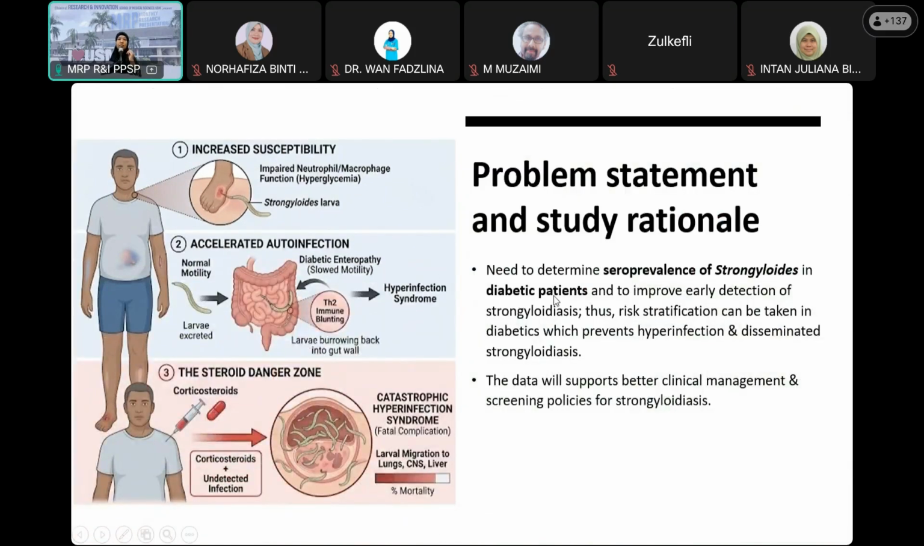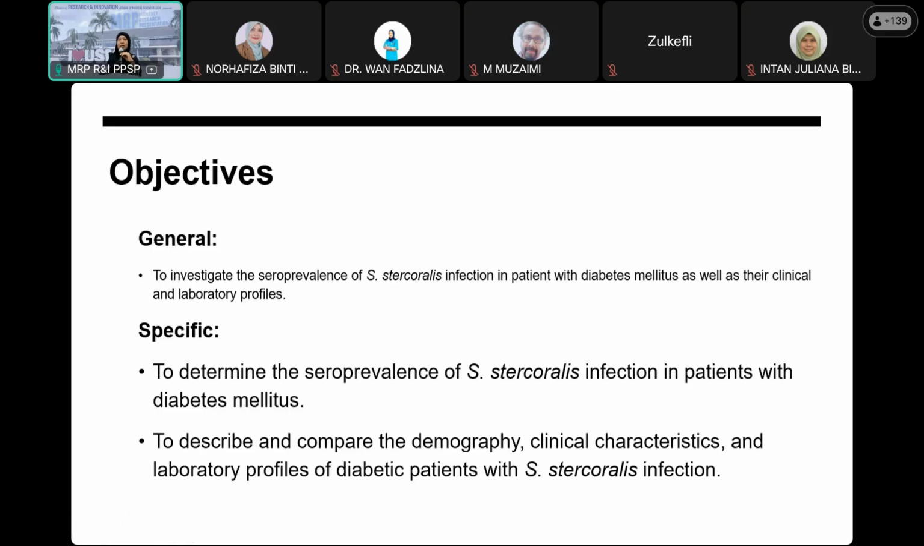Having said that, the problem statement for this study is that we need to determine the seroprevalence of Strongyloides infection in diabetic patients and to improve early detection of strongyloidiasis, and thus we can do risk stratification for these diabetic patients to prevent hyperinfection and disseminated strongyloidiasis. And this data will support better clinical management and also screening policy for strongyloidiasis. Having said that, we have two objectives. One is to determine the seroprevalence, and number two is to describe and compare the demography, clinical characteristics, and lab profile of diabetic patients with Strongyloides infection.